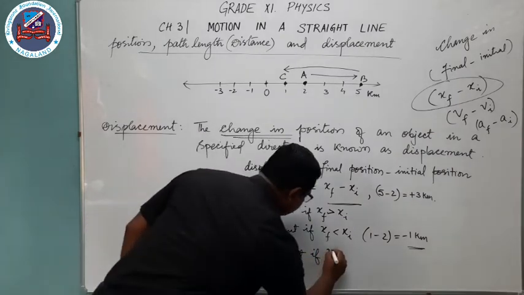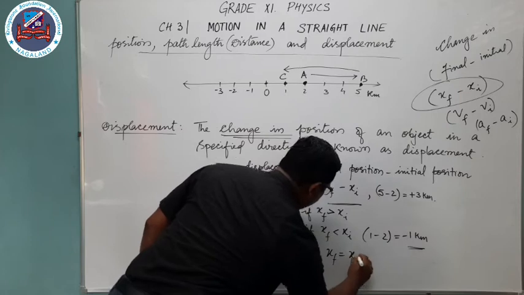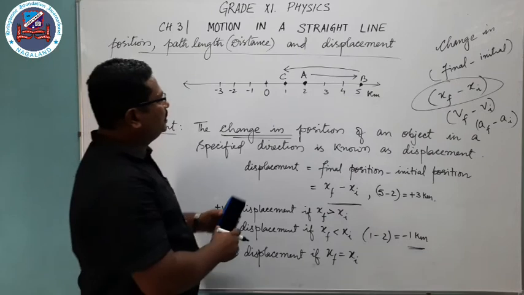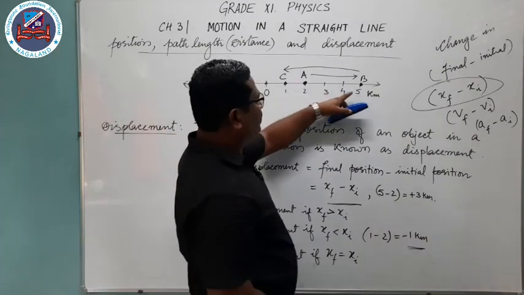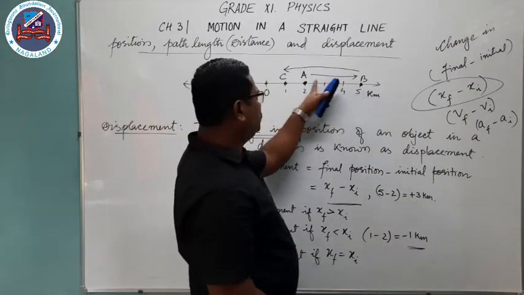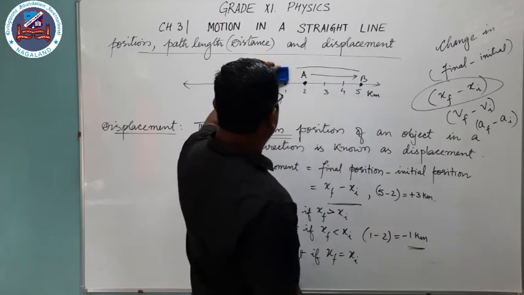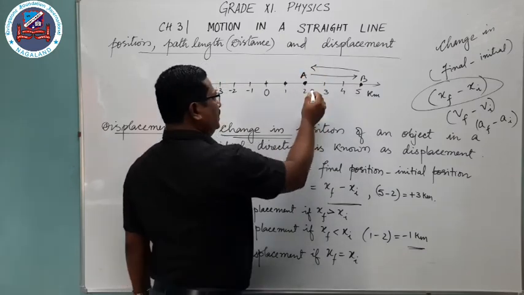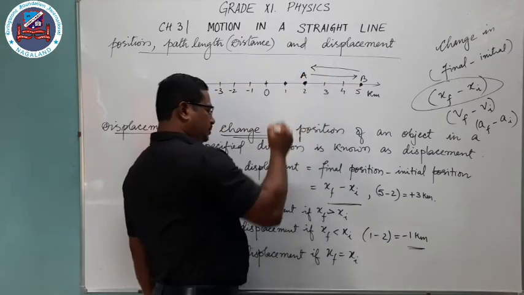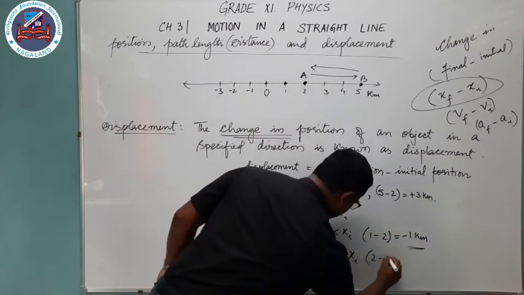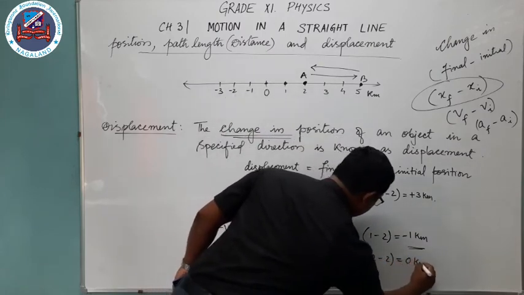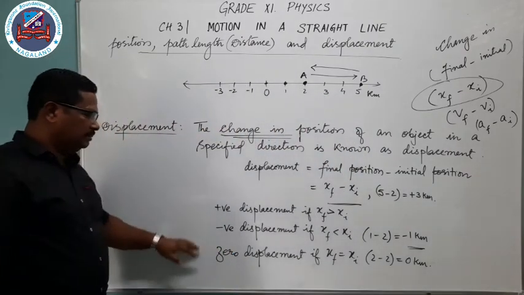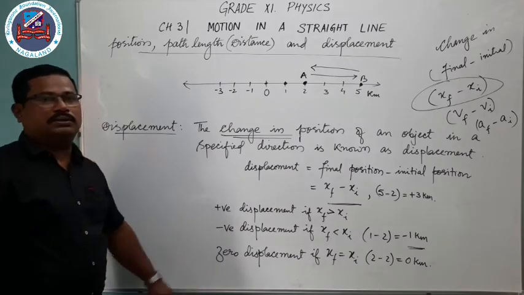If xf and xi, the initial position and final position, become equal, then you will get a zero displacement. Suppose the body started from A, went up to B and then came back to A again. This time it has come back to the same position A. The initial and final values are both 2 km. So 2 minus 2 will give you 0 km. So these are the three types of displacement we come across: positive displacement, negative displacement and zero displacement.